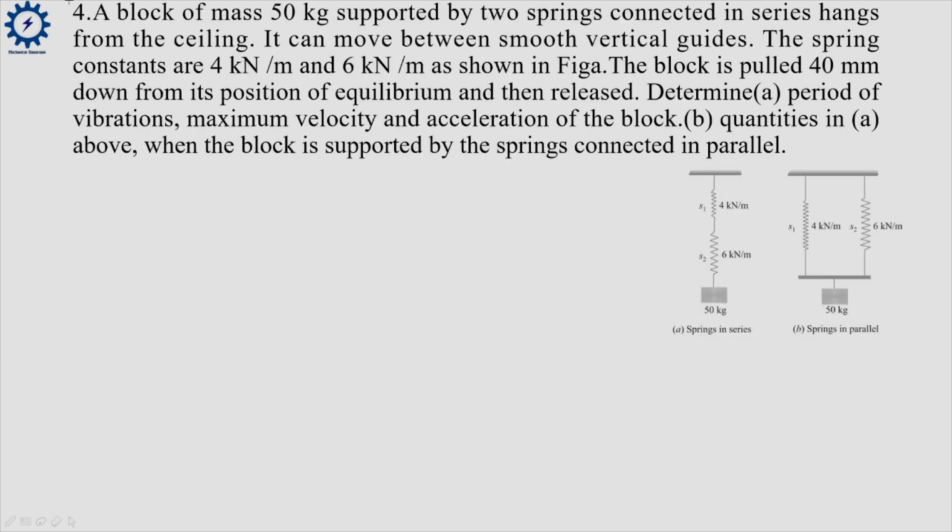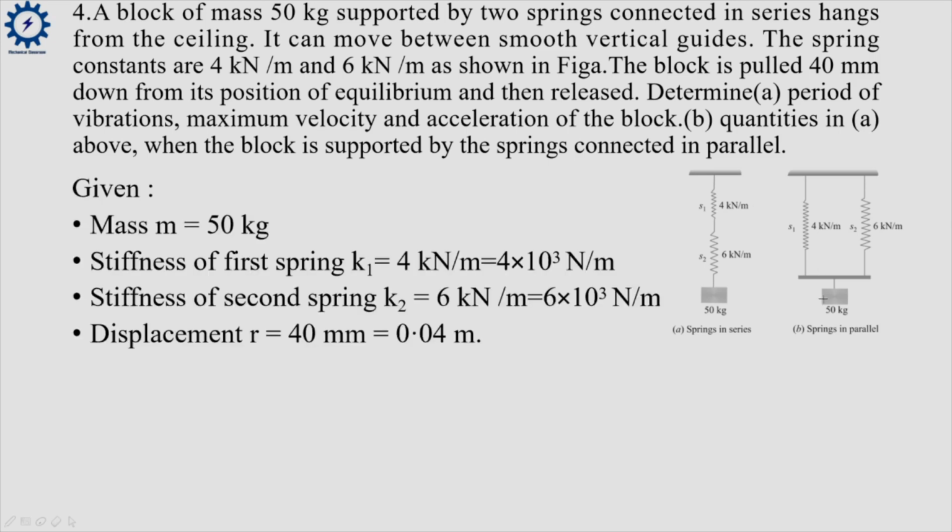Now this is the last problem. A block of mass 50 kg supported by two springs connected in series hangs from the ceiling. It can move between smooth vertical guides. The spring constants are 4 kN per meter and 6 kN per meter, as you can see in this figure. The block is pulled 40 mm down from its position of equilibrium and then released. Determine period of vibration, maximum velocity and acceleration of the block for this series case. Then we have to determine the values for the parallel case also. Same quantities we need to determine for the parallel connection.